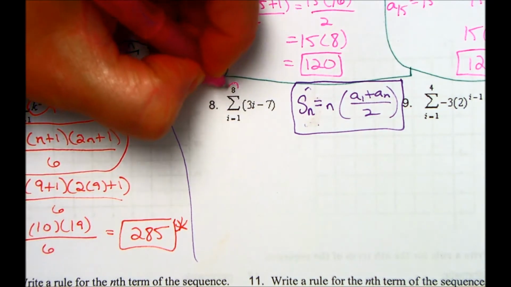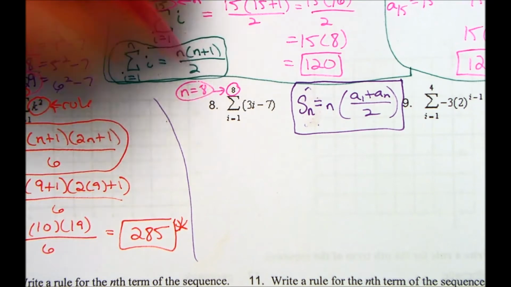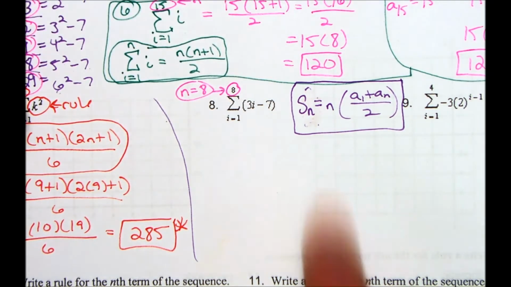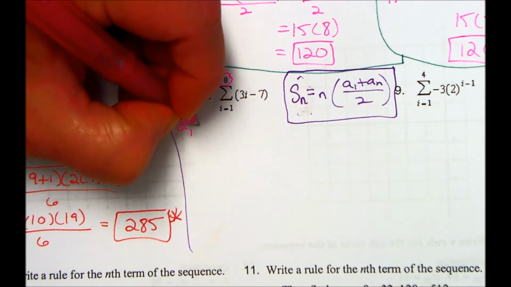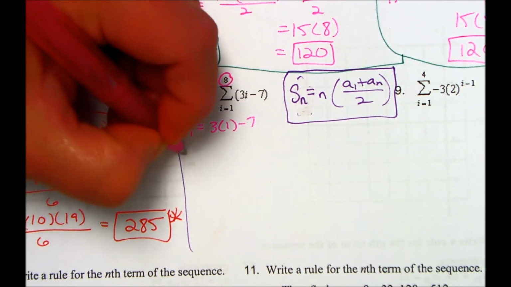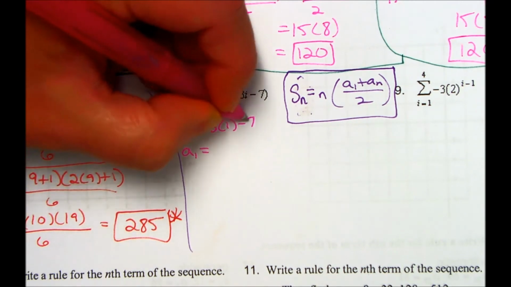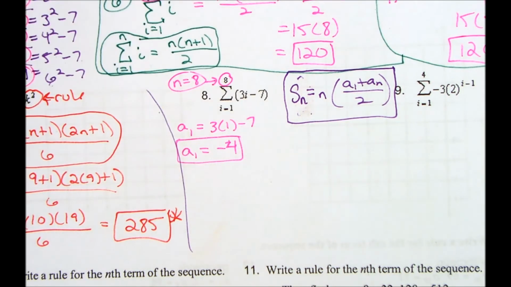Well, your n is just your upper limit. So n equals 8. A sub 1, we're going to have to figure out by substituting 1 into the rule. So 3 times 1 minus 7. A sub 1 is going to equal 3 minus 7, which is negative 4. So there's our a sub 1.